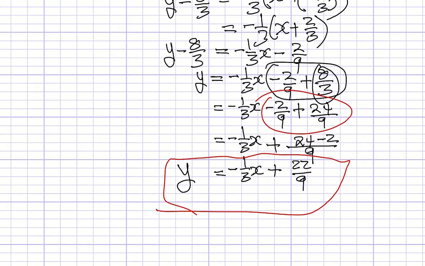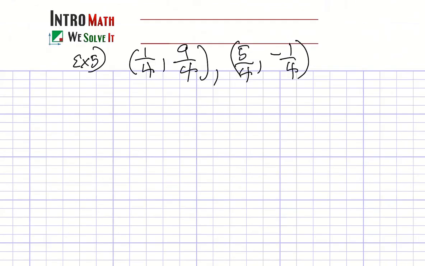Okay, let's go to another example. Alright folks, here is another fraction problem. It's all fractions. You're given two points and they want you to use the point-slope form to write an equation, then simplify it into slope-intercept form. The first step is to get the slope. Once you get the slope, you use one of those points and solve the problem.